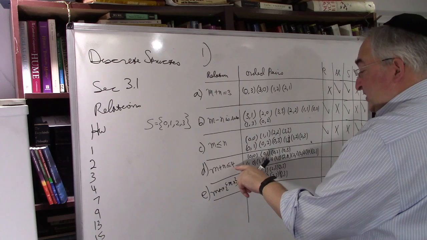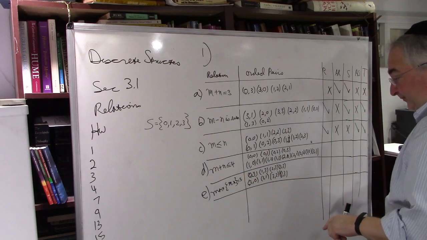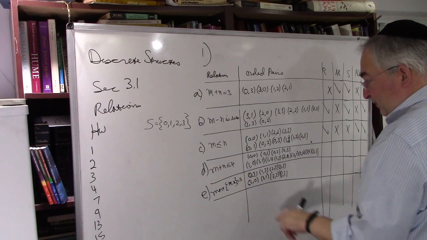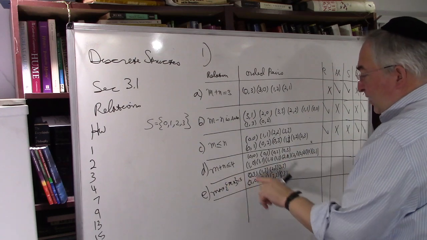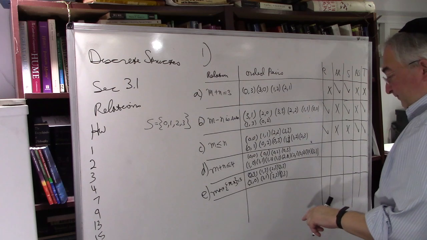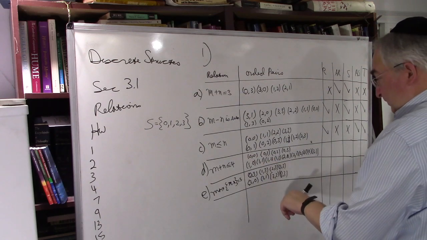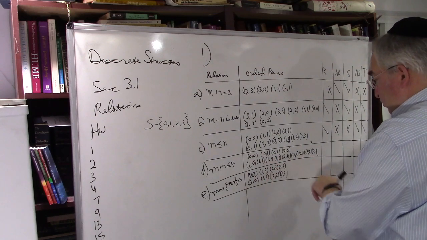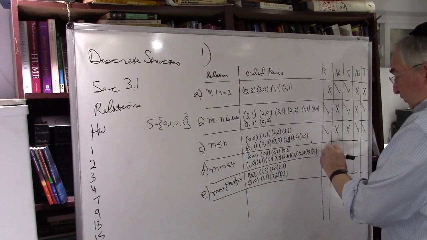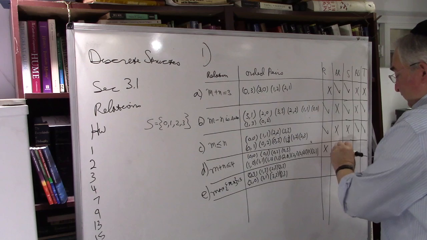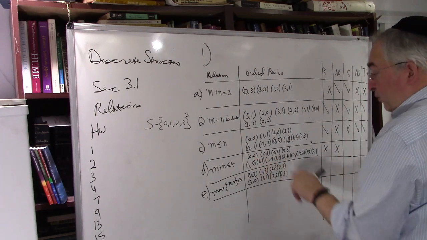M plus n is less than 4. Okay? First of all, is it reflexive? 0, 0, 1, 1, 2, 2, not 3, 3. So it's not 3, 3, therefore it's not reflexive. Is it anti-reflexive? No, because 0, 0 is in there, 1, 1 is in there.